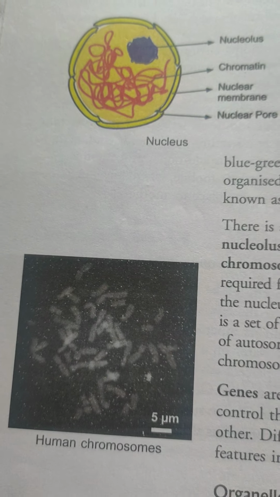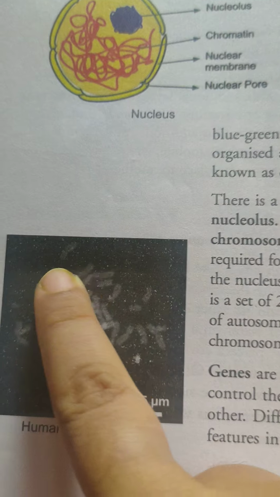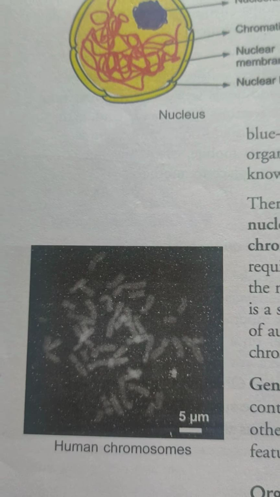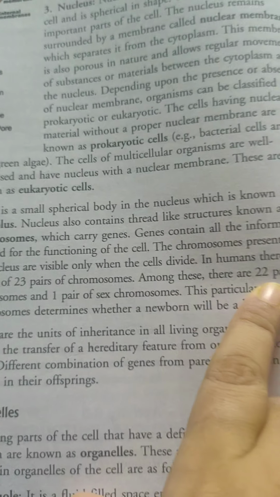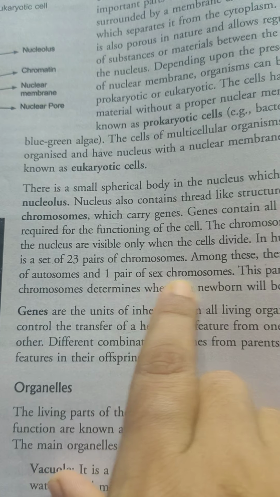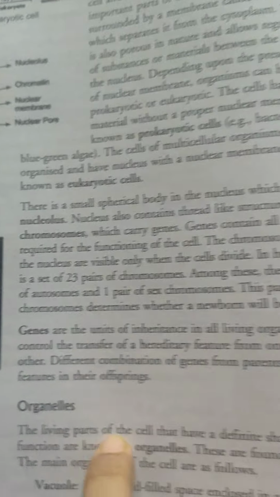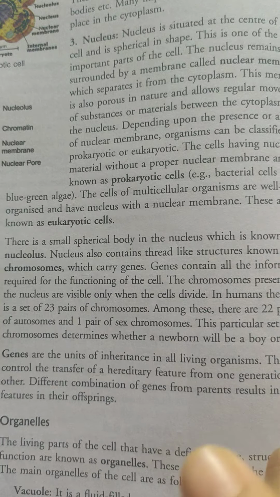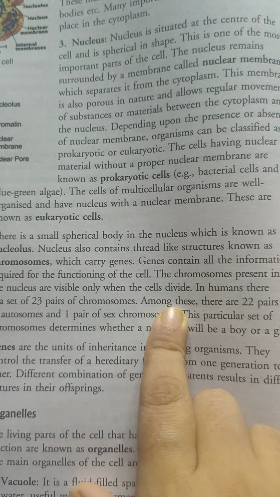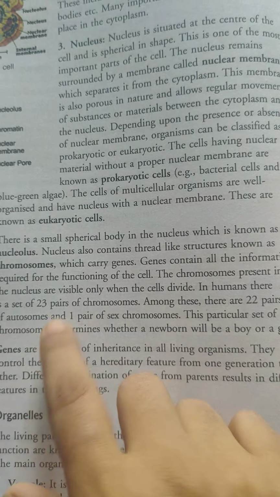This is a chromosome. Same thing, this structure has only changed to this. Before, it was like a thread everywhere in the nucleus, but now it has condensed into a chromosome, and this is visible only when the cell is about to divide. Now in humans there is a set of 23 pairs of chromosomes. Among these there are 22 pairs of autosomes and one pair of sex chromosomes. That means 23 pairs make 46 chromosomes, and out of 46 chromosomes, 22 pairs, that is 44 chromosomes, are autosomes.